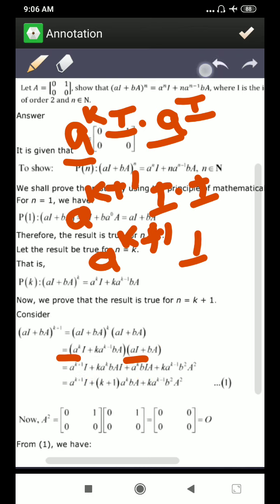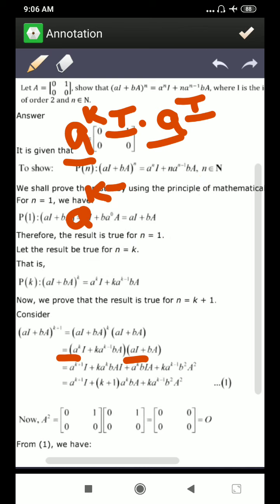Now this a raised to power k I is multiplied with B A. So same way I have written this a raised to power. Now this term is multiplied with B A. So without any change, I have written it in the same way. This will be a into a, that is equal to a square. Now what is next step? It is a raised to power k plus 1 I.